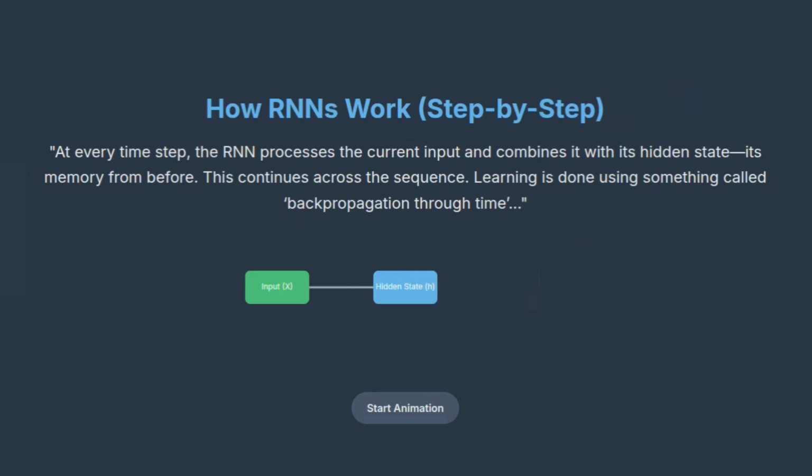So, how does this process actually work? At each time step, the RNN takes in the current input and combines it with its hidden state, which, as we know, is its memory from the previous step. This combined information is then processed to produce two things: a new hidden state, which carries forward the updated memory, and an output for the current time step. This process repeats for every element in the sequence. The network learns through a method called backpropagation through time, where it adjusts its weights based on the errors it makes at each step in the sequence.